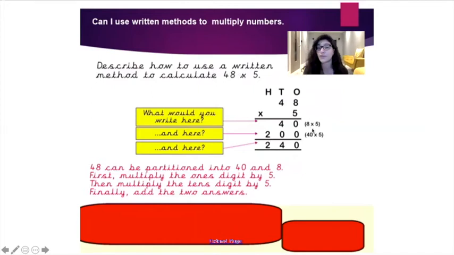You multiply both of those numbers by this number over here, which is 5. So do 8 times 5 first, you get 40. Then you do 40 times 5, you should get 200. Then you add them together. 0 plus 0 equals 0. 4 plus 0 equals 4, and nothing plus 2 equals 2. So the answer then altogether is 240.